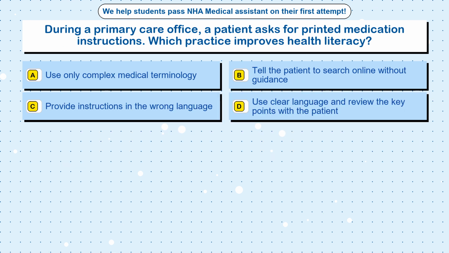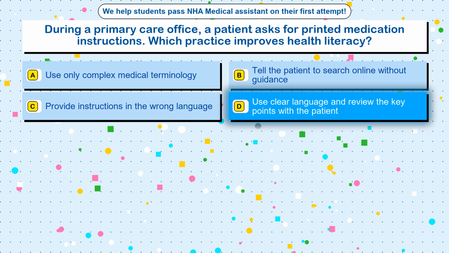Question 53. During a primary care office, a patient asks for printed medication instructions. Which practice improves health literacy? Option A, use only complex medical terminology. Option B, tell the patient to search online without guidance. Option C, provide instructions in the wrong language. Option D, use clear language and review the key points with the patient.